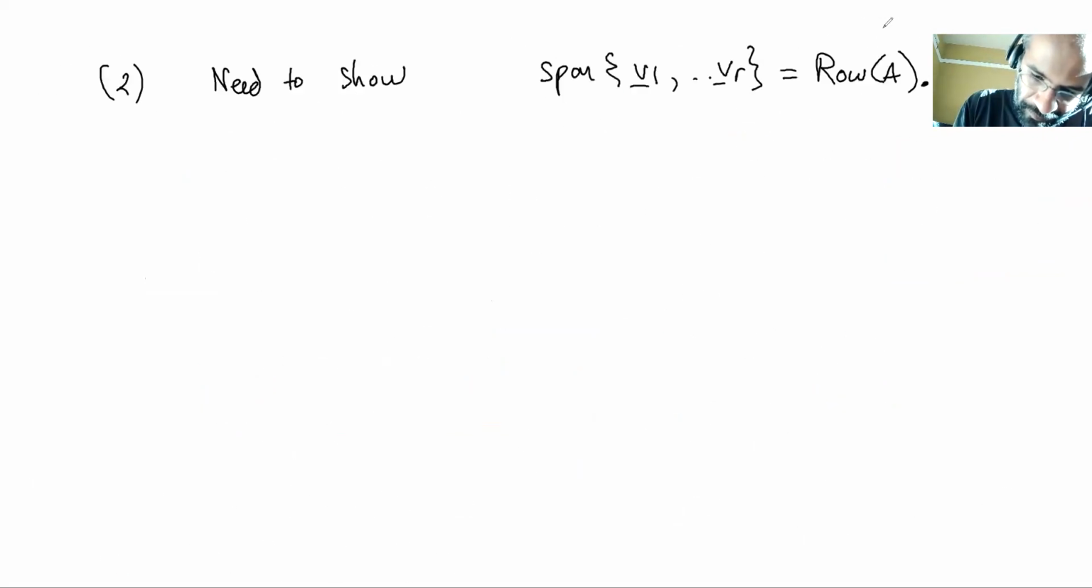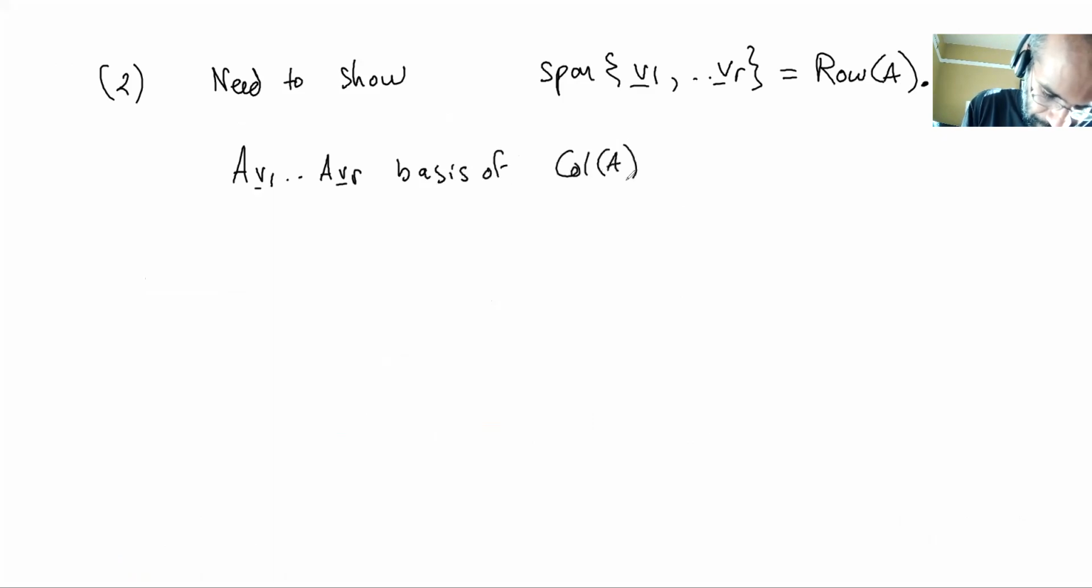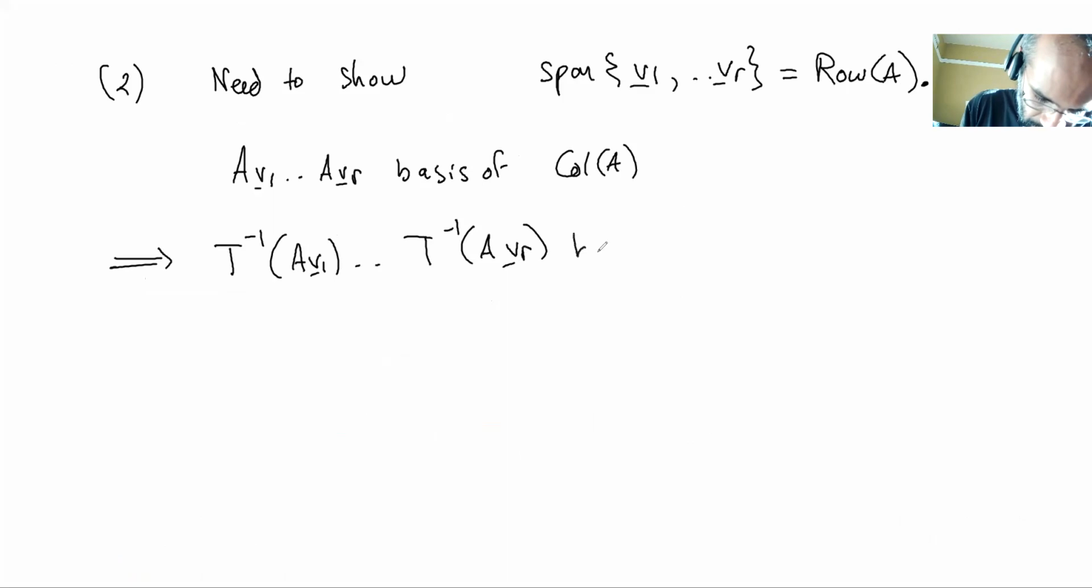So observe. AV1 to AVR is a basis of the column space of A, which implies that T inverse of AV1 through T inverse of AVR is a basis of the row space of A, because of the isomorphism property. But that's just V1 through VR.